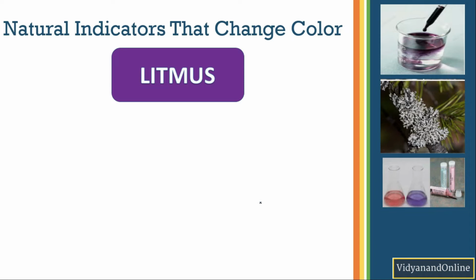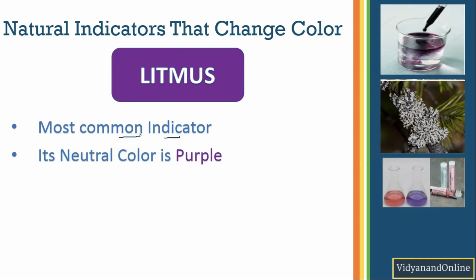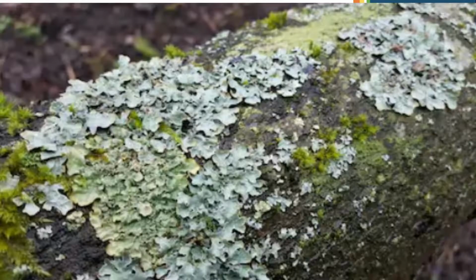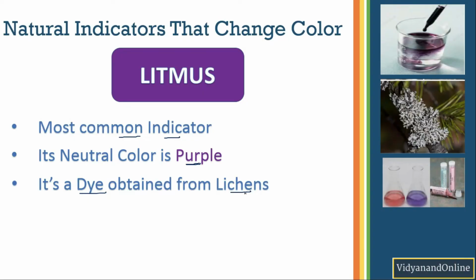First we are going to study litmus. Litmus is the most common indicator used for testing acids and bases in the laboratory. The natural color of litmus is purple. Litmus is a dye which is obtained from lichens. What are lichens? Lichens are a combination of algae and fungus. So lichens are the organisms from which we obtain litmus.